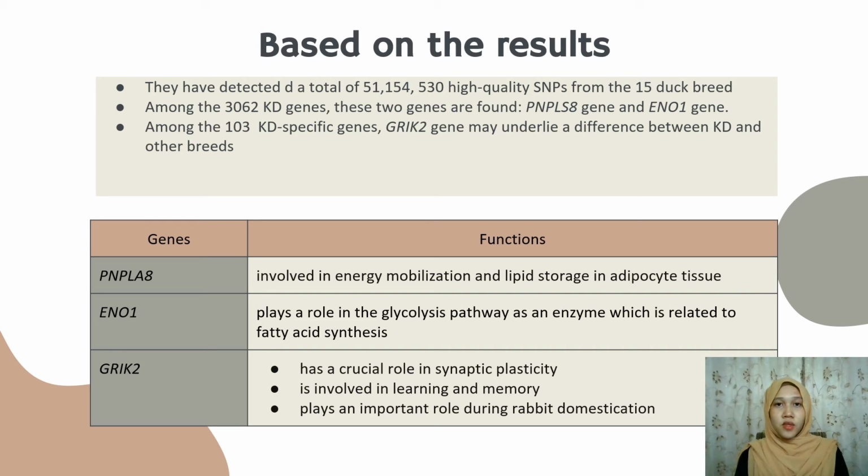Among the 3,062 KD genes, the PNPLA8 gene and INO1 gene are found. Although no significant function has been identified among the 103 KD-specific genes, these genes may underlie a difference between KD and other breeds, for example, the GRIK2 gene. The functions of the genes are as mentioned in the slide.